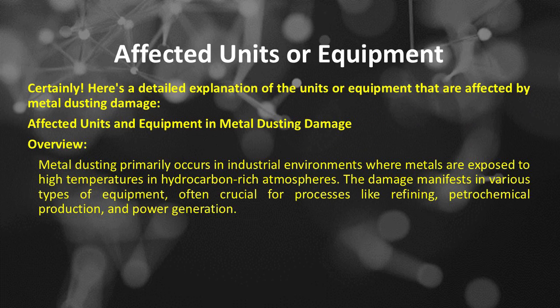Here's a detailed explanation of the units or equipment that are affected by metal dusting damage. Overview: metal dusting primarily occurs in industrial environments where metals are exposed to high temperatures in hydrocarbon-rich atmospheres. The damage manifests in various types of equipment, often crucial for processes like refining, petrochemical production, and power generation.